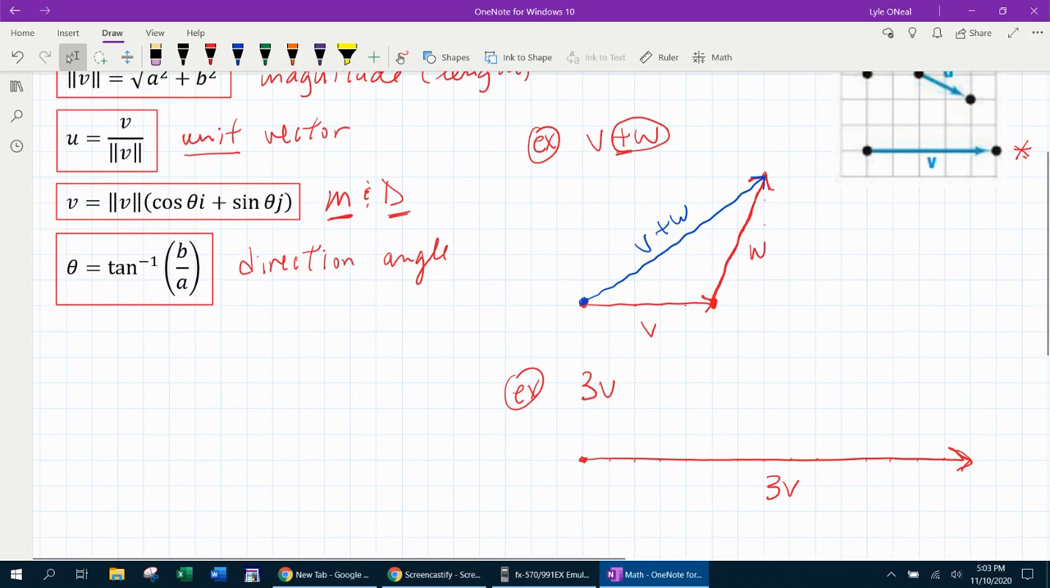And that's the two most common things that you're going to need to know how to do with vectors, which is vector addition and then scalar multiplication.